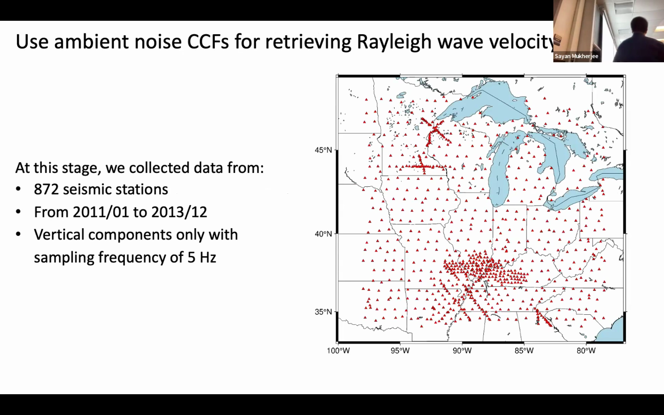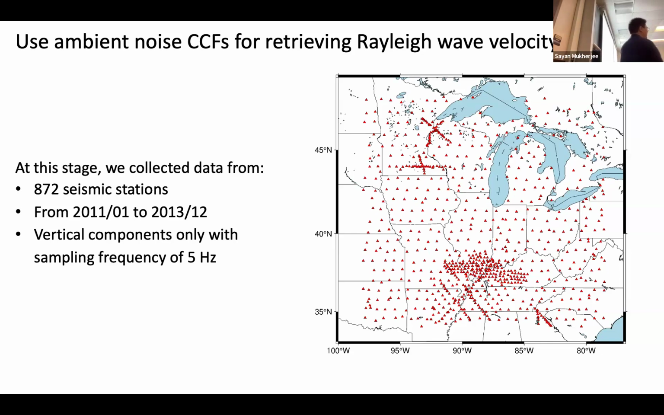So in the second analysis, we use ambient noise CCFs to retrieve the Rayleigh wave phase velocities and the Love wave phase velocity in the future. The CCF is cross-correlation functions. At this stage, we collect the data from 872 seismic stations, both the permanent USArray stations and some more dense temporary regional seismic arrays. The data we use are from January 2011 to December 2013.